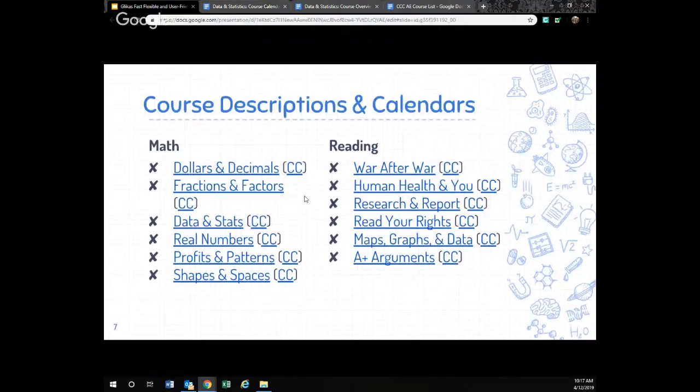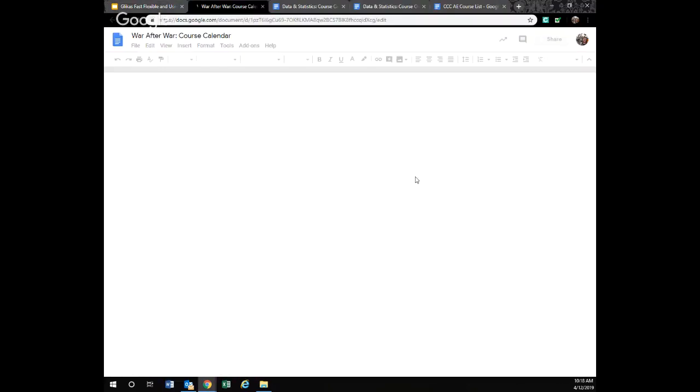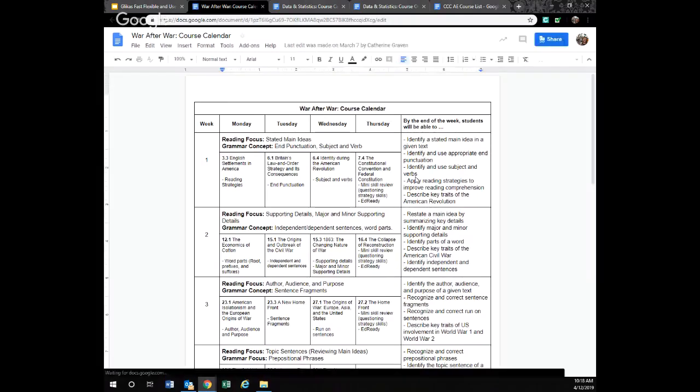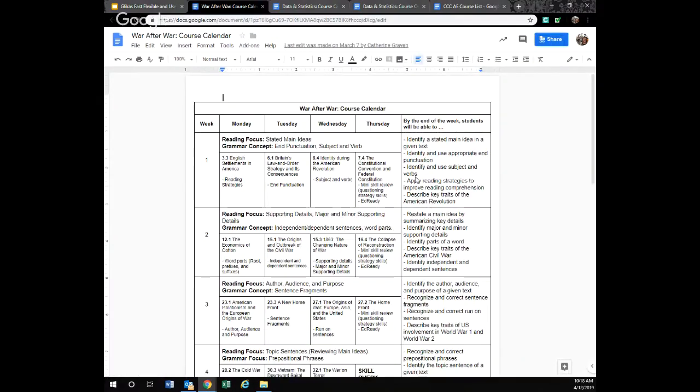And then I want to show you one of the course calendars for our reading class. Let's go ahead and look at War After War. And so this is the U.S. history and the reading for information, the foundational reading class. And so here you can kind of see how we tie those two together.